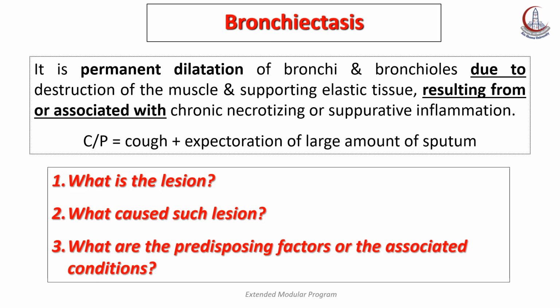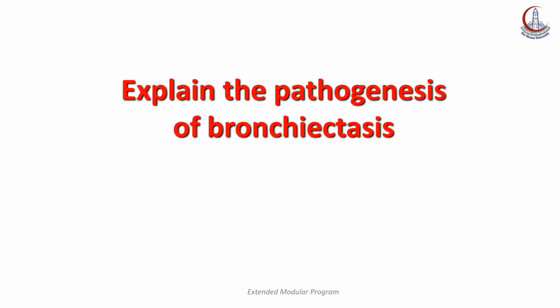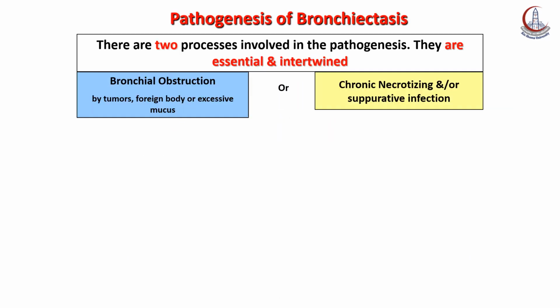We will answer these questions. What is the lesion? What caused such lesion? What are the predisposing factors or associated conditions? The pathogenesis of bronchiectasis. There are two processes involved in the pathogenesis. They are essential and intertwined. Bronchial obstruction and chronic inflammation.